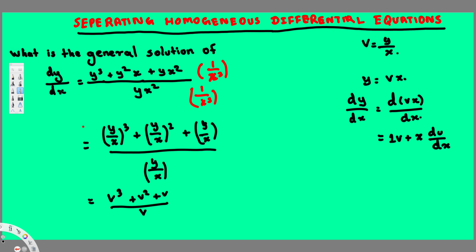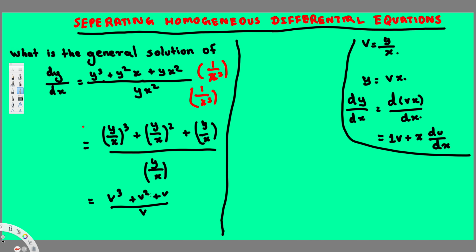After that, all you have to do is separate. It's going to be separable, then we separate and integrate. Now let's go ahead and do that. So let's note this down right here. And so we found dy dx is this. So v plus x dv over dx is equal to v cube plus v square plus v over v.